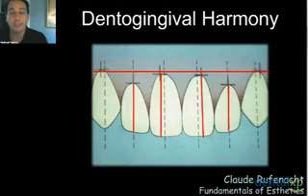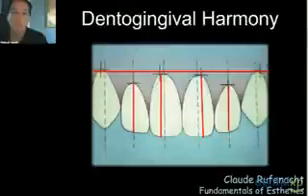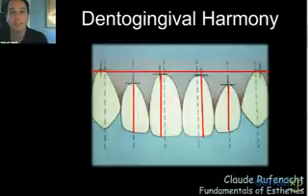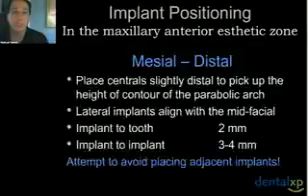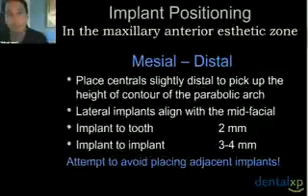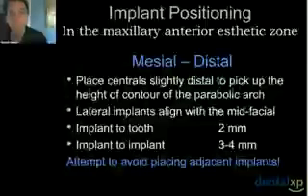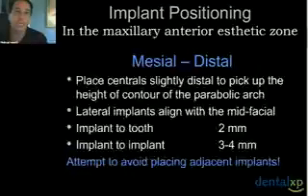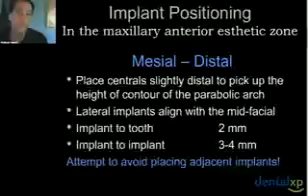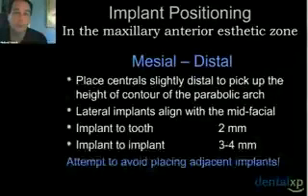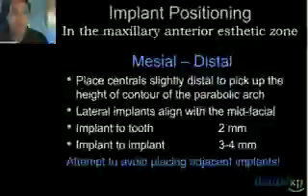So those are two other concepts to think about when placing implants: where do I place the implant in a mesial distal position. So for centrals, just to review, I like to place the implant slightly distal to pick up the height of contour of the parabolic arch of the gingiva, or the gingival zenith. For lateral incisors, I like to place the implant directly in the midline of the tooth. I also like to have 2 millimeters between implants and teeth or bone, and 3 to 4 millimeters between adjacent implants. However, I try to avoid placing implants adjacent to each other in the aesthetic zone, because as the implants get too close, you start to lose bone.